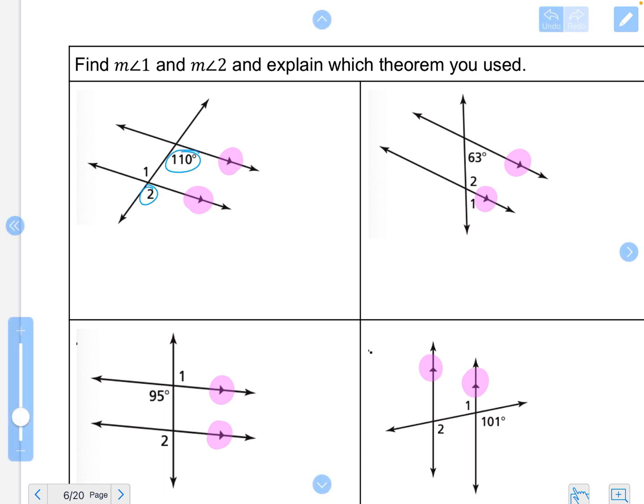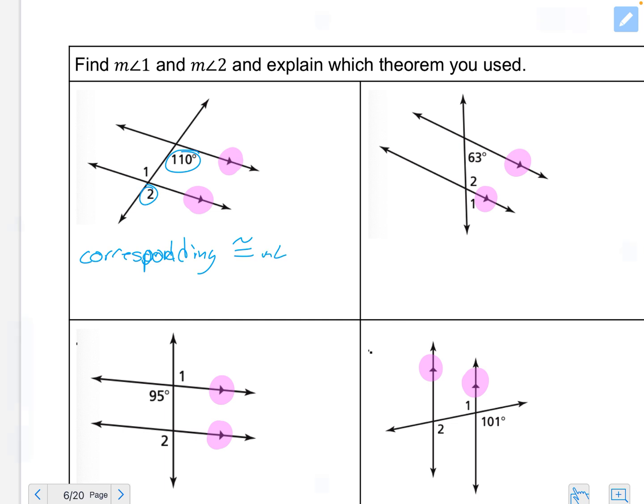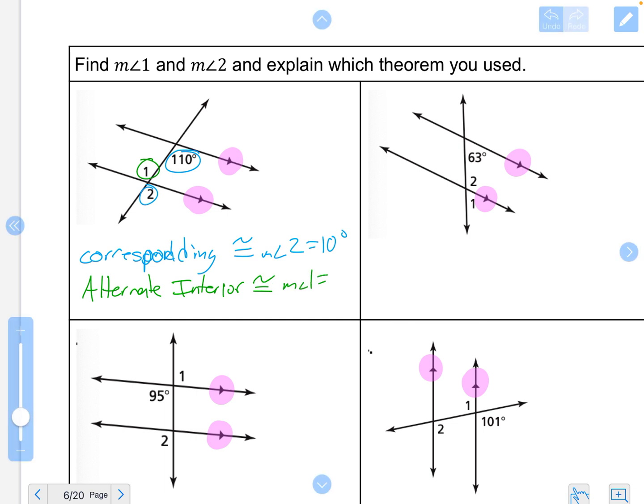Angle 2 and the angle of 110 are on the same side and they're both below the line. So they're going to be corresponding angles. And so we're going to use our corresponding angles theorem, which means they are congruent. So that means the measure of angle 2 is 110 degrees. I know that 110 and angle 1 are alternate interior angles, which are congruent, which means the measure of angle 1, that was supposed to be a 110, is 110 degrees.